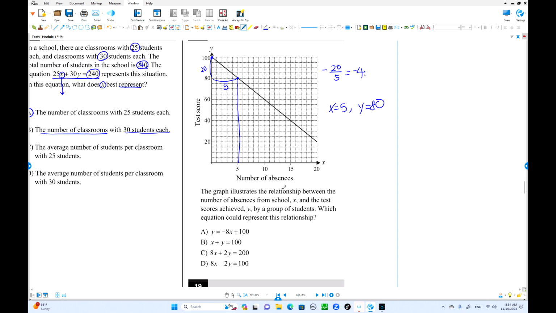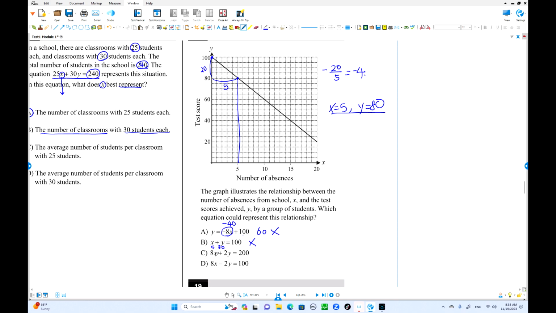Okay, so which one is satisfied? This one. When x is 5, y is 80. When x is 5, this is negative 40, y equals 60. Not the answer. When x equals 5, y equals 80. This is 5, 80. 85, not working.